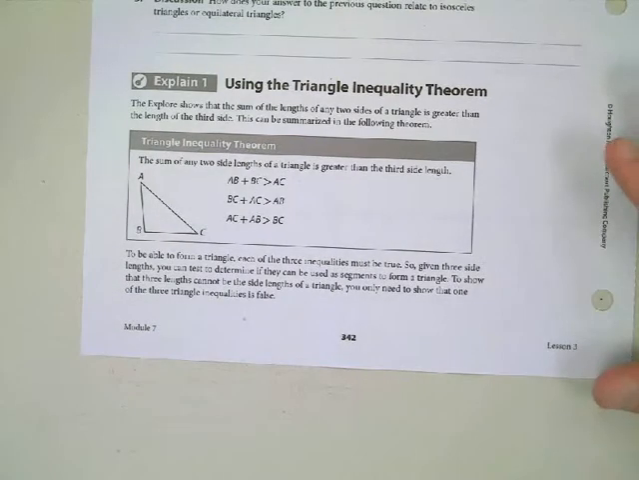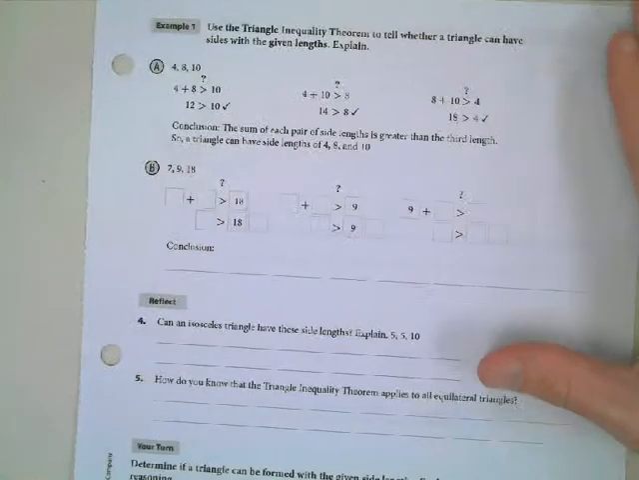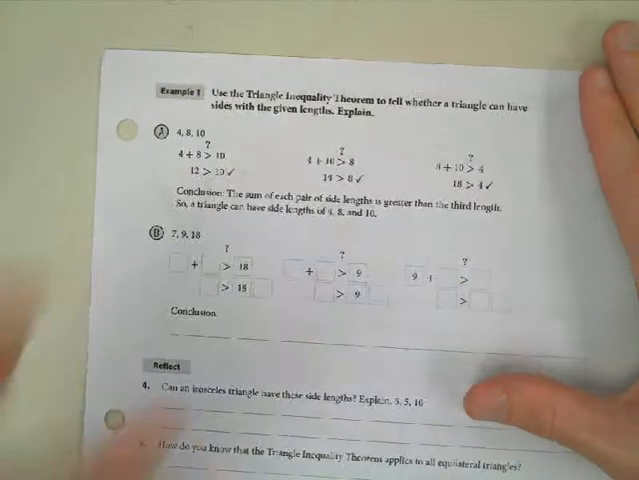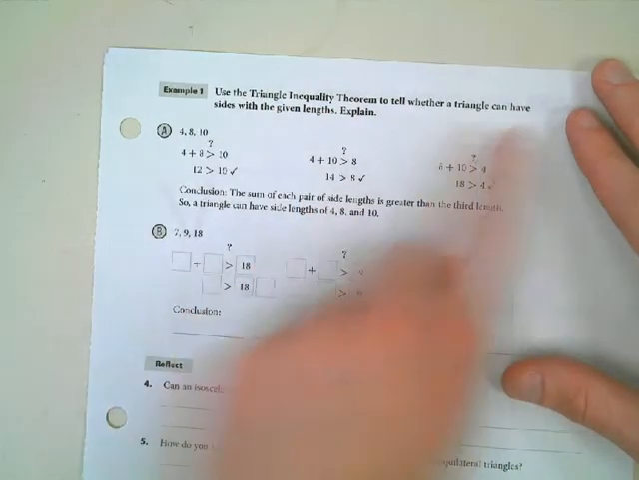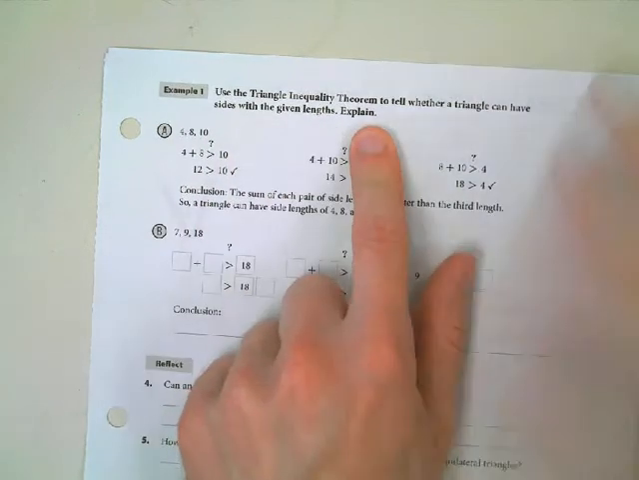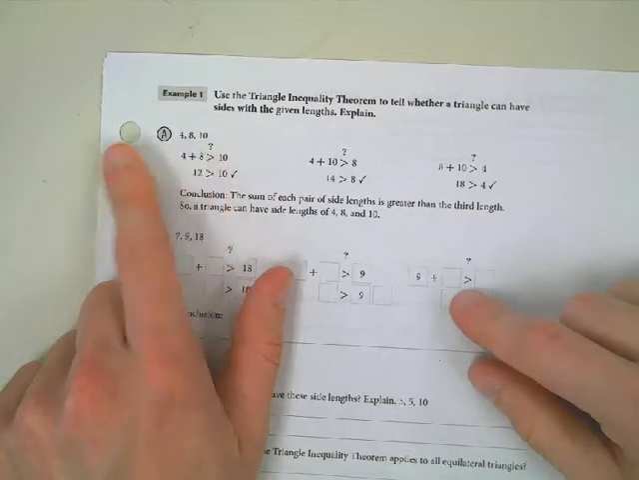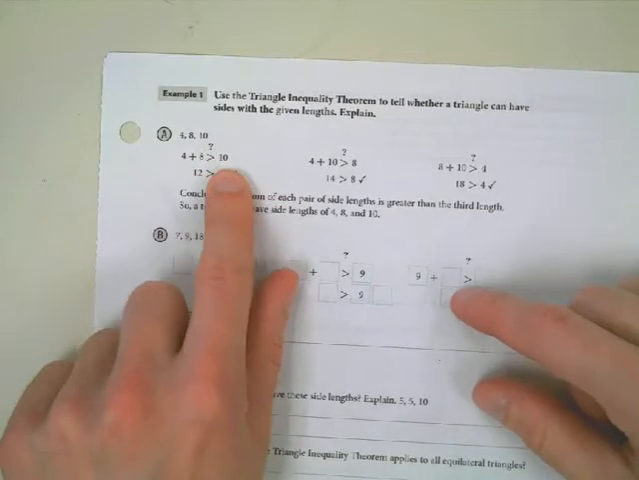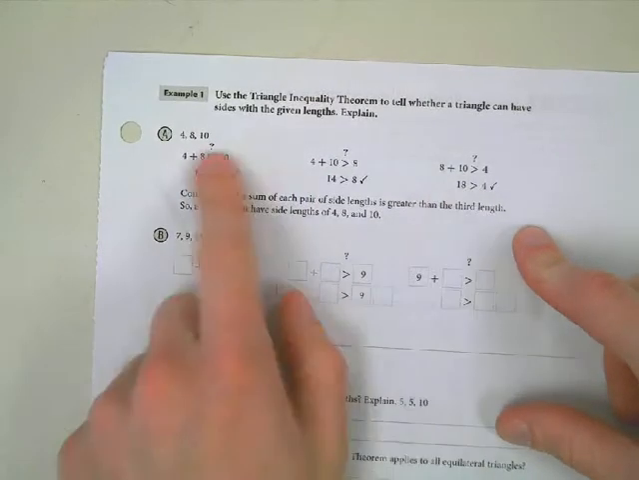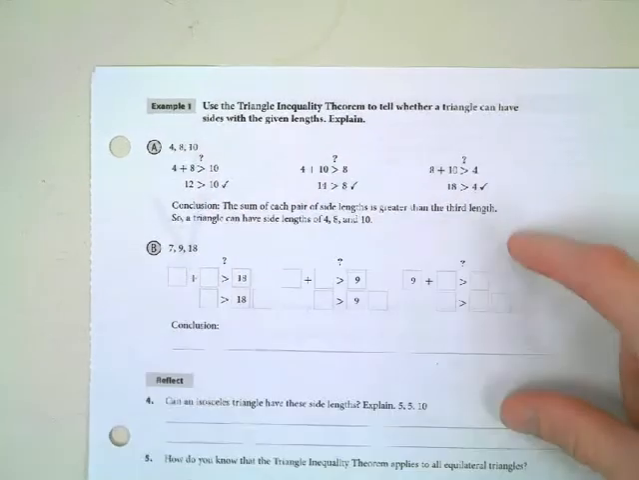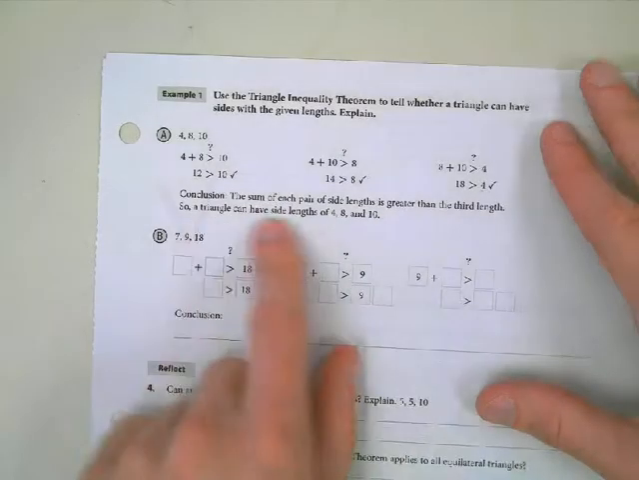Okay, so if we look at the next page, we have some examples. Example 1 says, use the triangle inequality theorem to tell whether a triangle can have sides with given lengths. Explain. The example we're given here is 4, 8, and 10. So 4 plus 8, is that greater than 10? Yes. 4 plus 10, is that greater than 8? Yes. And 8 plus 10, is that greater than the third side 4? Yes. So the conclusion: the sum of each pair of side lengths is greater than the third length, so a triangle can have side lengths of 4, 8, and 10.